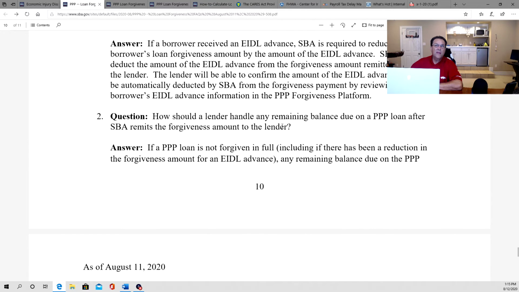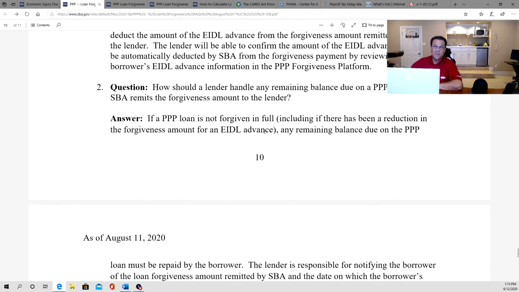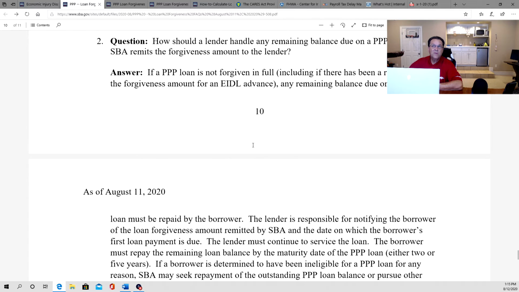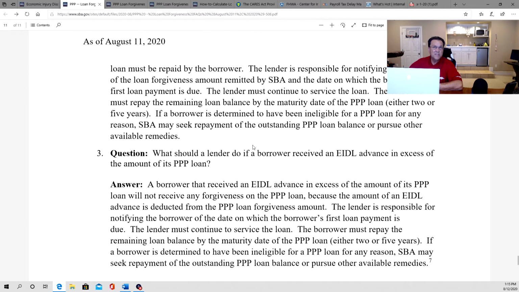How should a lender handle any remaining balance due on a PPP loan after SBA remits the forgiveness amount to the lender? Answer: if a PPP loan is not forgiven in full, including if there has been a reduction in the forgiveness amount for an EIDL advance, any remaining balance due on the PPP loan must be repaid by the borrower. The lender is responsible for notifying the borrower of the loan forgiveness amount remitted by SBA and the date on which the borrower's first loan payment is due.